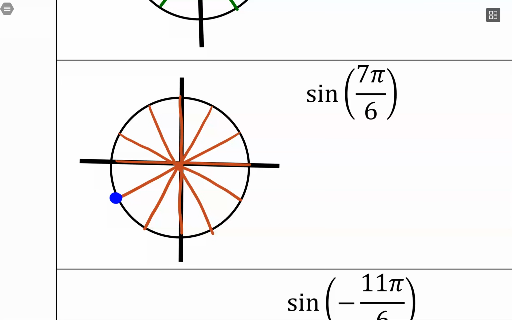But what we would do is divide it up with 6 and go 1, 2, 3, 4, 5, 6, and there's our 7. Now this is our 30, 60, 90. I'm seeing the long side along the x-axis, short side along the y-axis, and both are going to be negative. So for x, we'll have that long side, negative root 3 over 2, short side, negative 1/2. And we want sine, which is the y-coordinate.